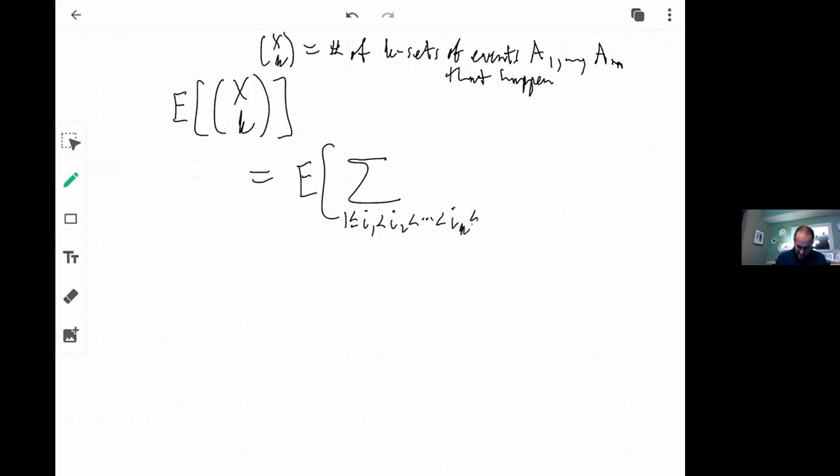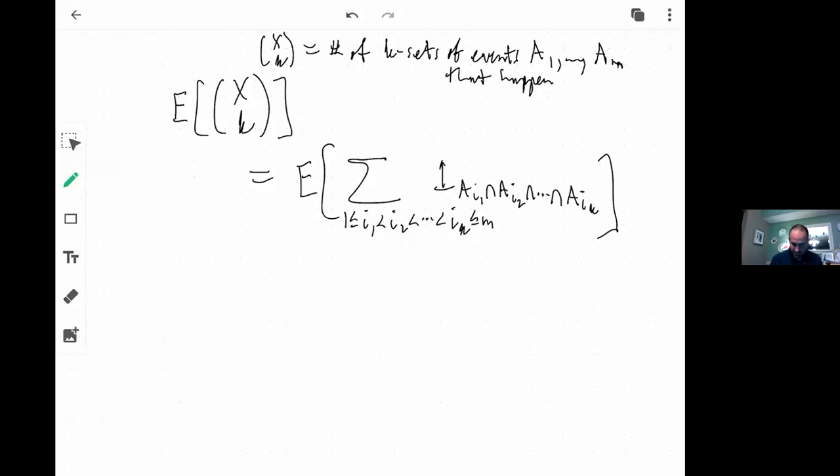Less than i_k less than or equal to m. The indicator of what? The number of k-sets of events that happen is just going to be the intersections of this form: A_i1 and A_i2 and ... A_ik. All k of those events happen if and only if the intersection happens, and this thing is going to count 1 precisely if those k events happen. So x choose k is equal to this crazy looking sum.